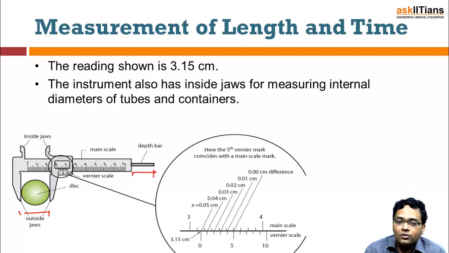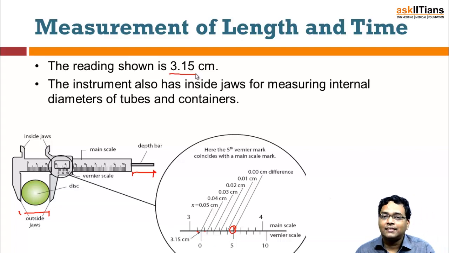Now the instrument has inside jaws like we did in the previous case. We can measure in this particular case as well. So here the coinciding division is here. So that's the reason you get the 5th division, so 0.05, and 3.1 because it's just between 3.1 and 3.2. So the net reading is going to be 3.15 centimeters.